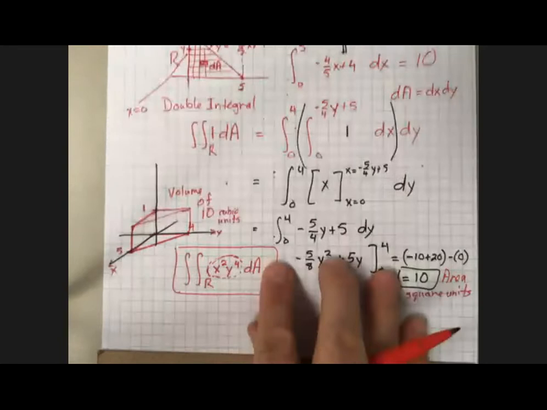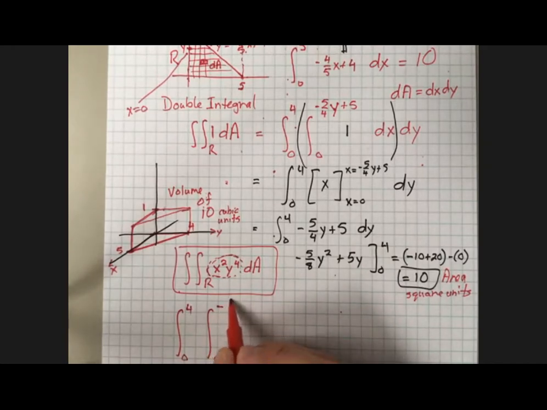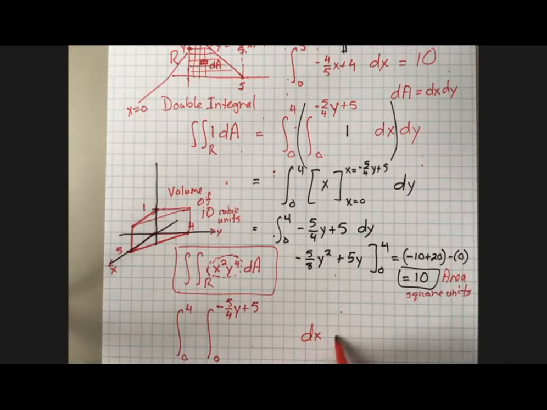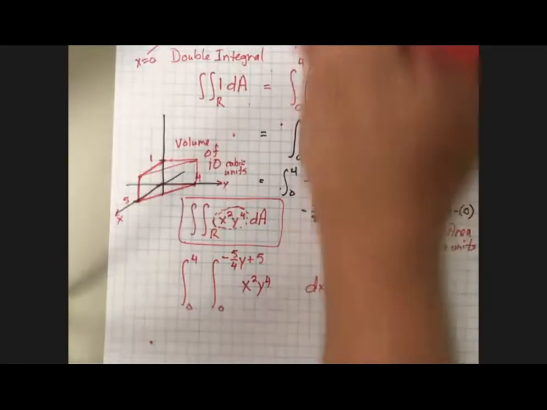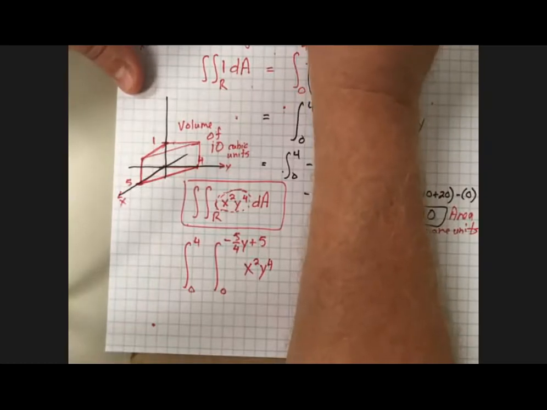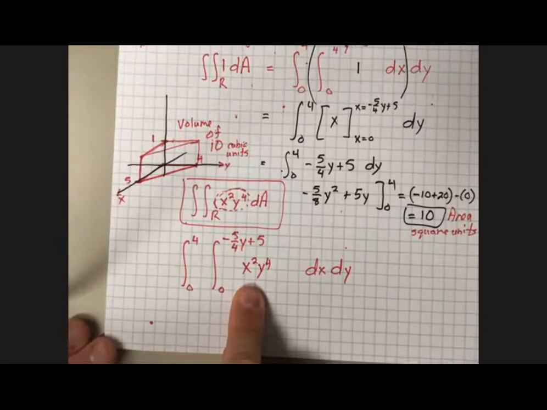Now, to execute this double integral, let's keep the same limits as I did before: 0 to 4, 0 to -5/4 y plus 5, dx dy. And now let's put in x squared y fourth. What I want to say to you is you have the tools to execute this double integral, but you might not enjoy it.